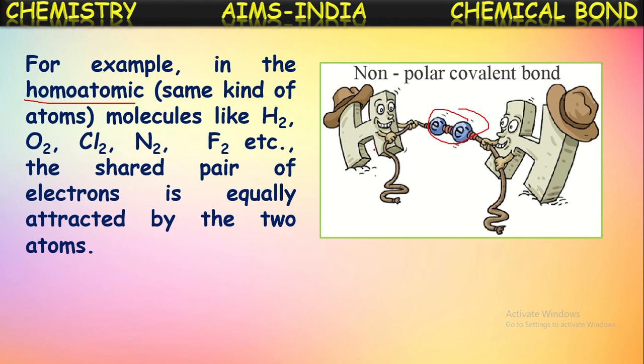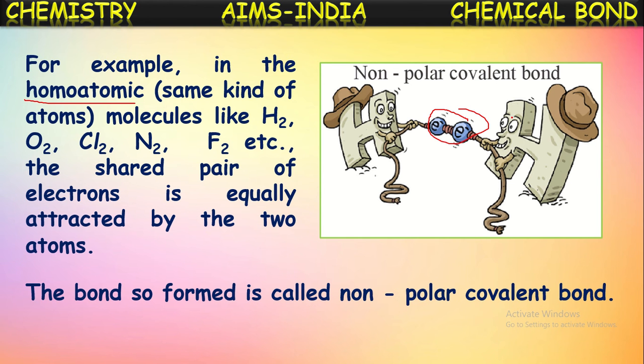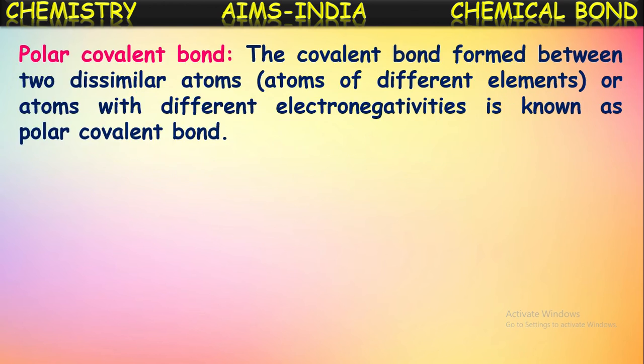Now, both are the same kind of atoms and both have the same electronegativity. Both will pull the pair of electrons towards them with equal force. As they are pulling in opposite directions with equal force, this pair of electrons will be exactly in the middle of the two hydrogen atoms. They are shared equally with both atoms. Then there is no movement of electrons towards one atom. Thus, this bond is called non-polar covalent bond. Okay.